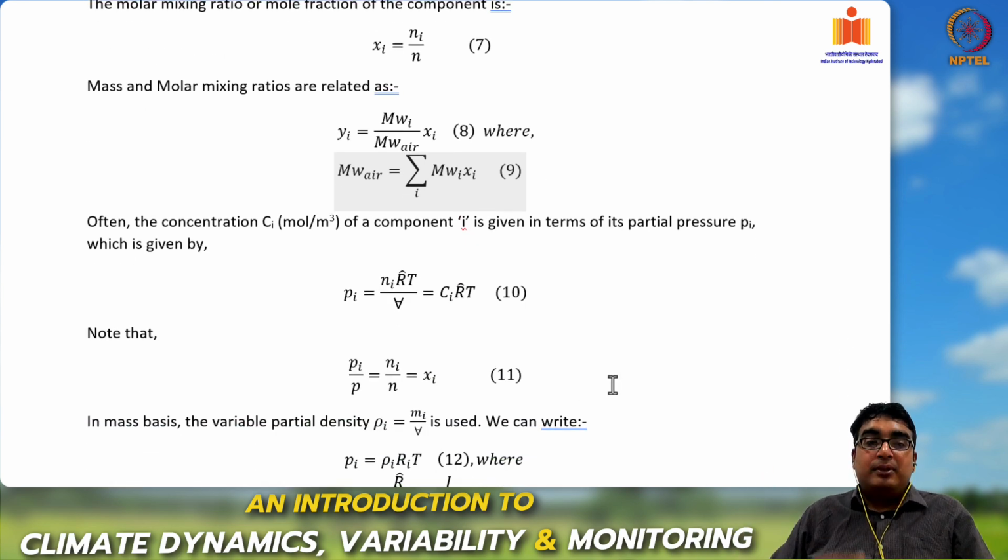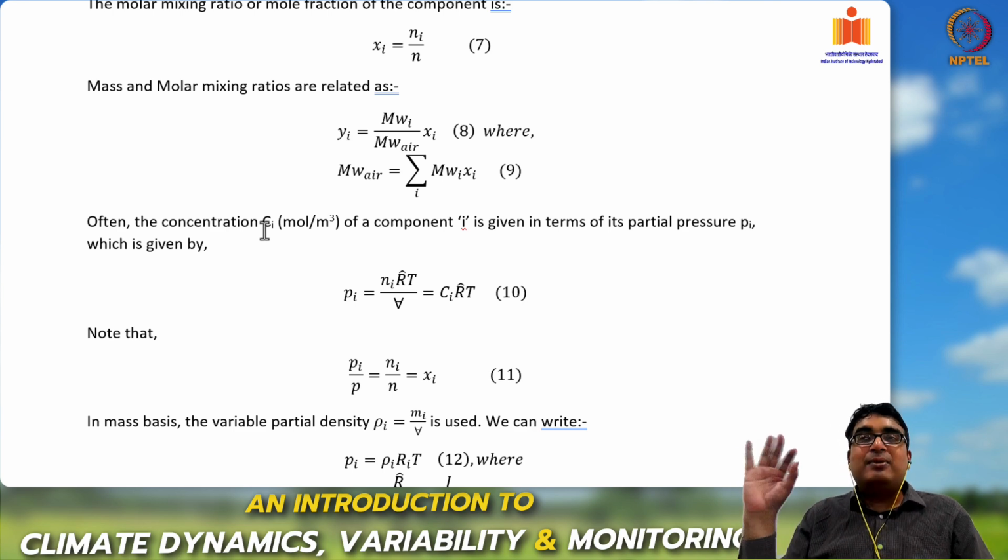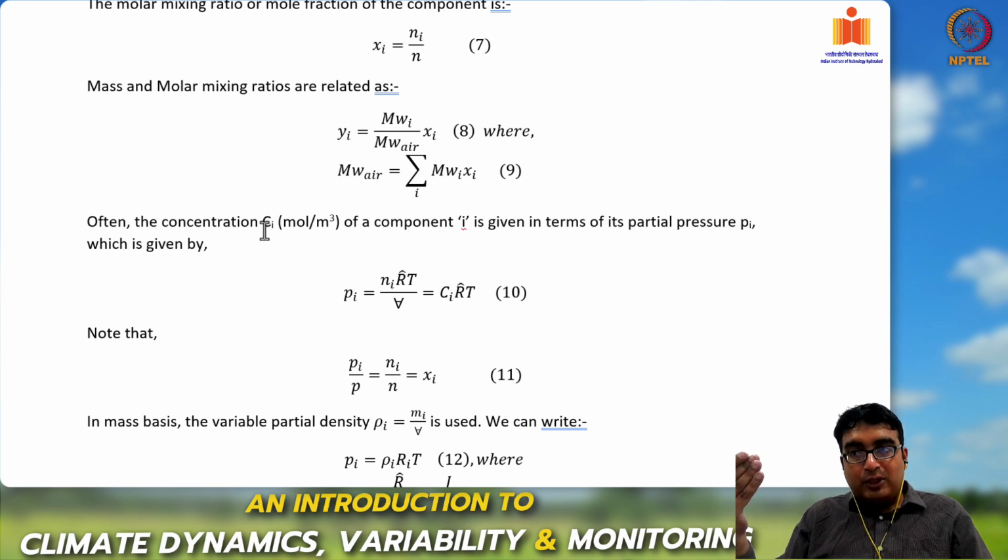Another mixture variable is the concentration Ci, which is moles per meter cube of a component i in the given mixture. This concentration is also an important variable that is often used, and we will use it extensively in later classes. So I am defining it right here: the concentration Ci is the number of moles of the component i divided by the total volume occupied by the mixture. So Ci is basically Ni by V.